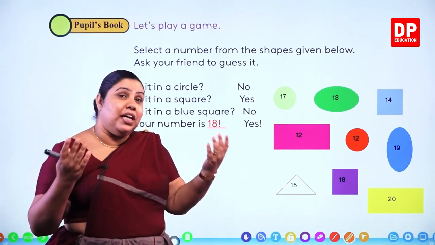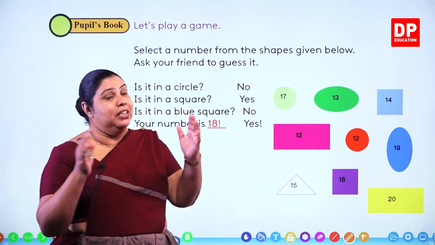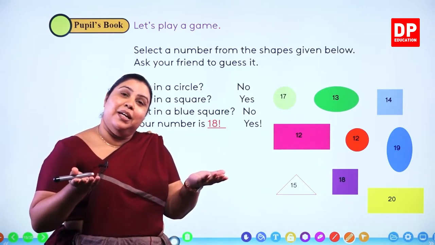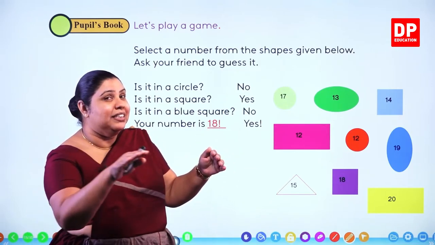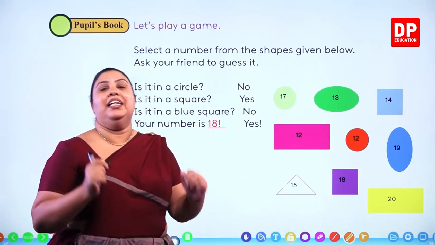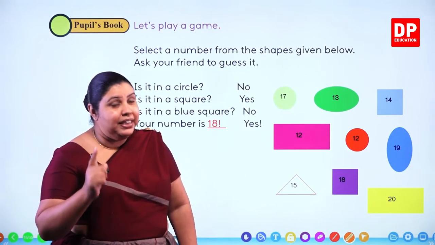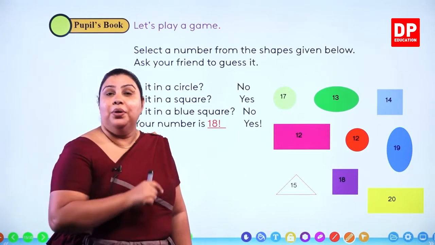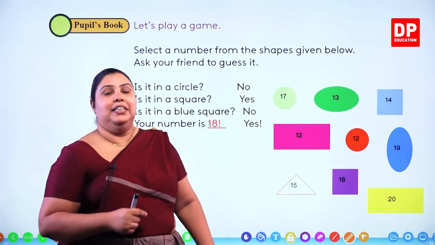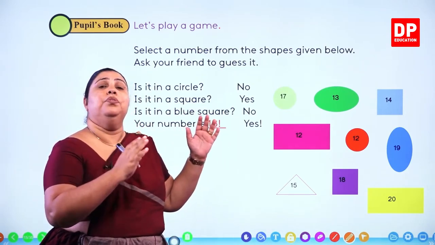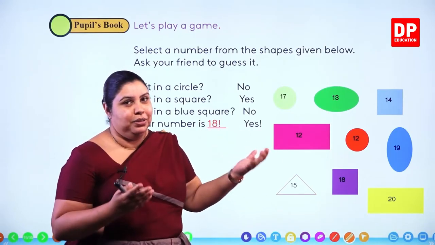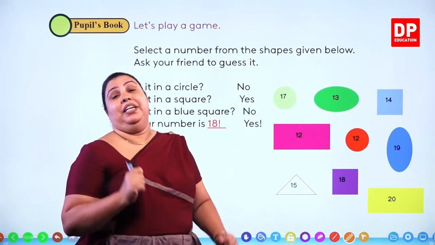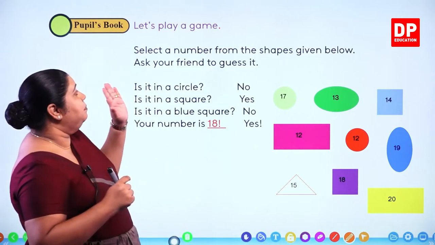Because I don't have anybody here, I'm in a studio, no little girls and boys with me, so I can't play it. If I had my little girls and boys with me, I definitely would have done this. Now I will teach you how to do it and you are going to play this with your friends. This is something to do with the shapes that we have learned. Okay, let's play a game.